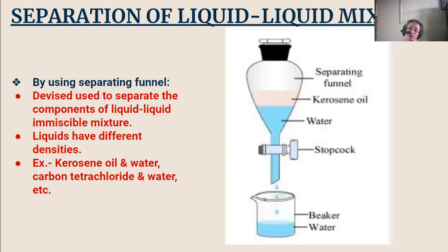The liquid which settles down inside the separating funnel can be extracted out by opening the stopcock first, and then the lighter one which is above in the funnel. By this process, we can separate immiscible liquids. This is a heterogeneous mixture, and an immiscible liquid mixture can be separated by this process.